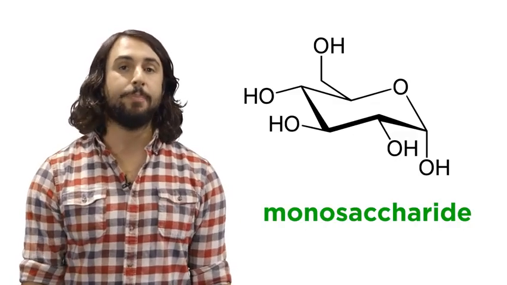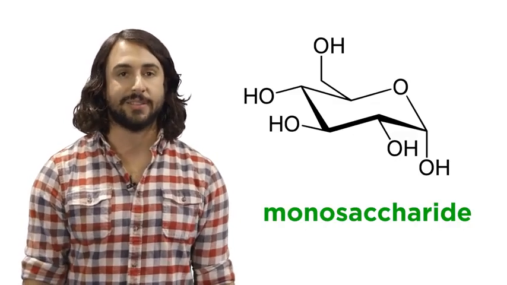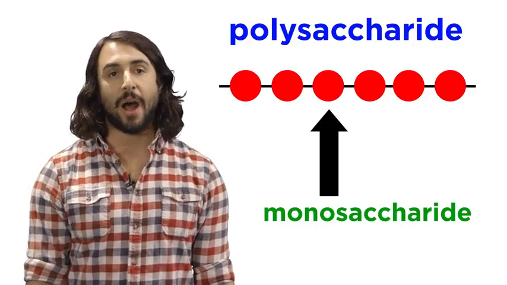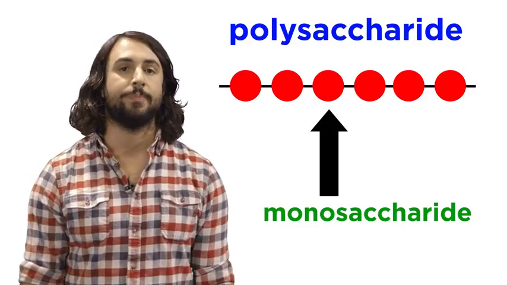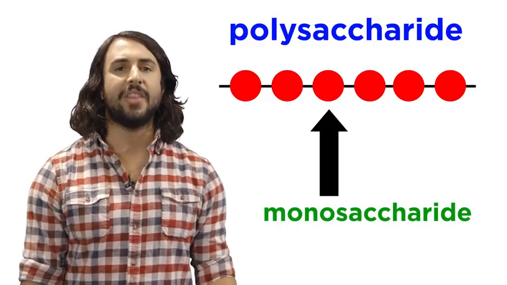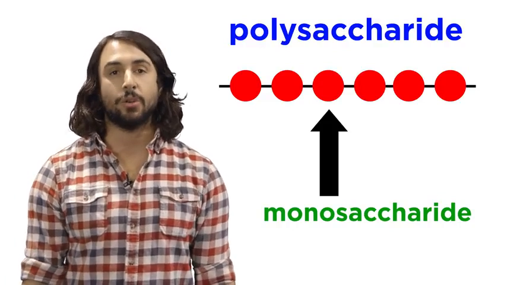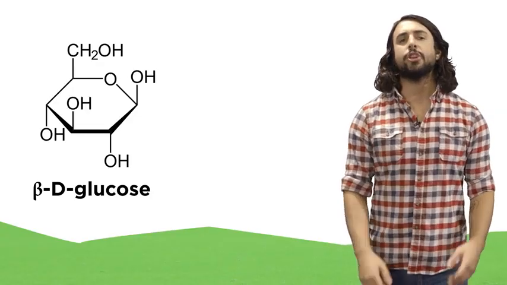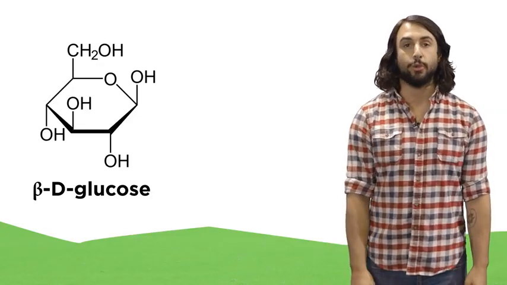Carbohydrates include simple sugars like monosaccharides, but they also include polysaccharides, which are long polymers of these simple sugars. So we need to understand the way they polymerize as well as certain characteristics of the resulting polymers. First, let's return to our Haworth projection for beta-glucose.